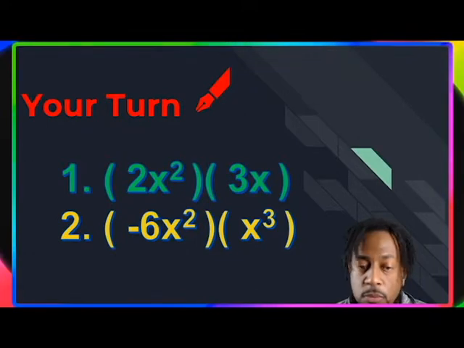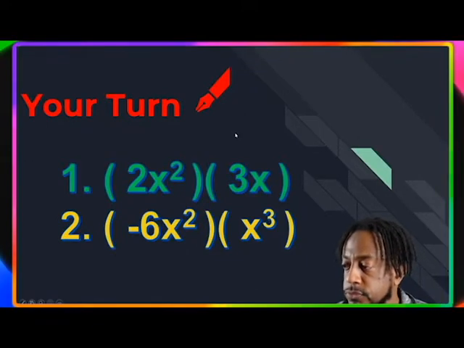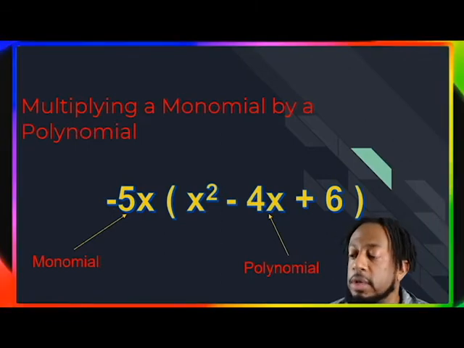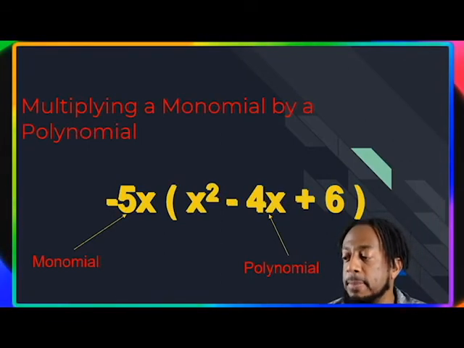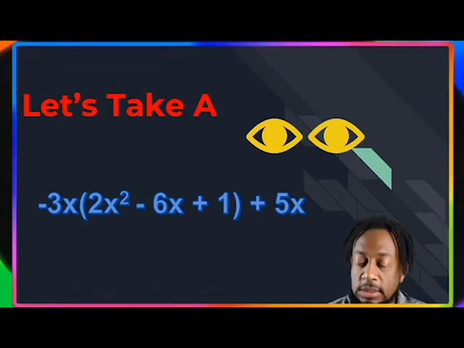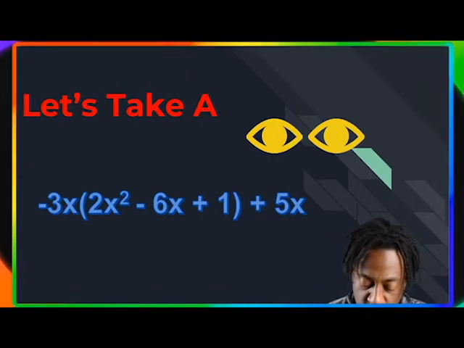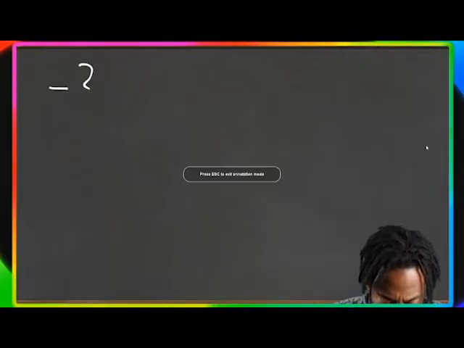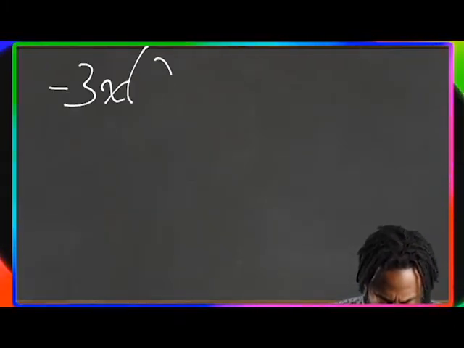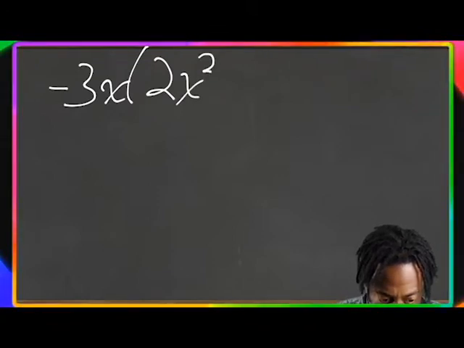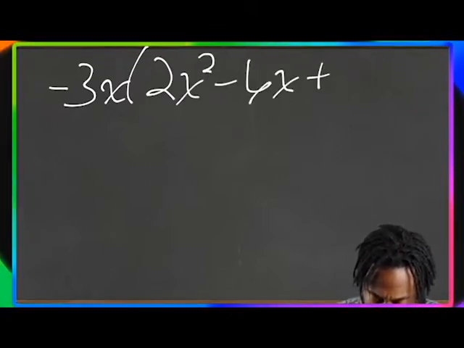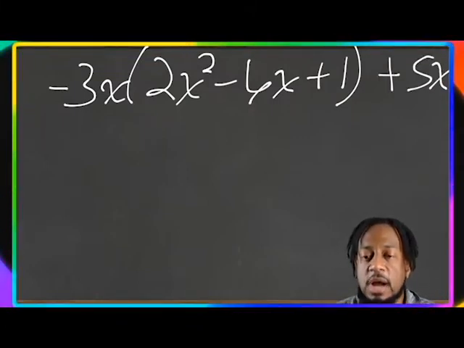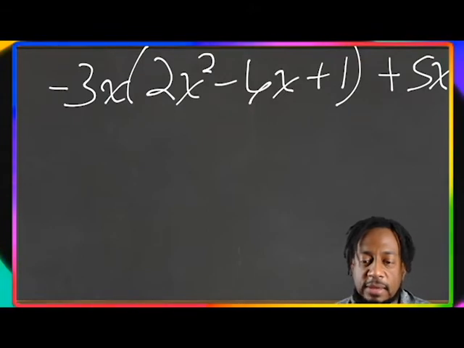All right. So going back, let's get into it. Not there yet. Again, multiplying a monomial by a polynomial. Let's take a look. So write this down. We have a negative 3x times 2x squared minus 6x plus 1, plus 5x. This is our target for the day.